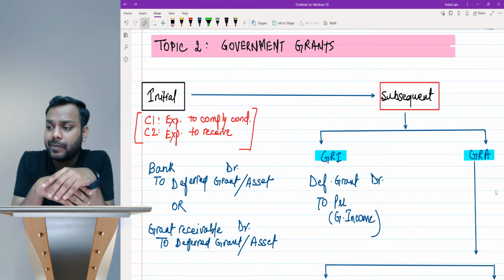Everything in revenue, guys? Is revenue clear to all? Or if you have any query, please let me know. Otherwise, I'll move on to the chapter called government grants.